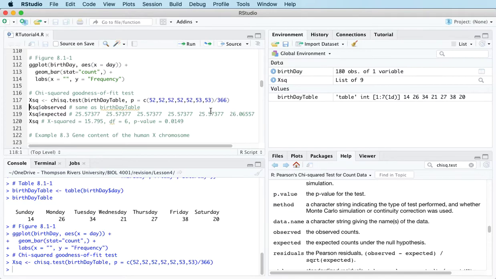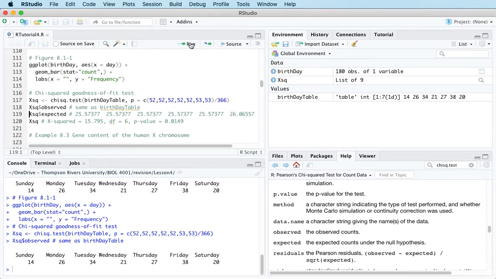We've done the first step of the hypothesis test, which is stating the null and the alternative hypothesis. The second step is to calculate the test statistic. In this case, it's going to be a chi-squared test statistic, and I'm going to briefly explain where that comes from. When we run this chi-squared test function, we get a few different pieces of output. For example, we get the observed frequency data, which we've already looked at: 14 births on a Sunday, 26 on a Monday, and so on.